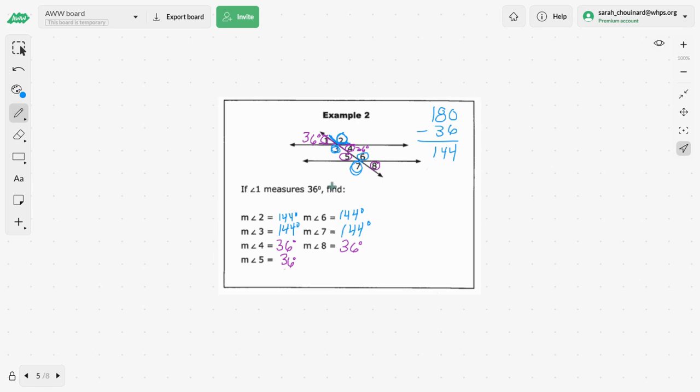So we either have a blue angle or a purple angle, and so our angles are either congruent to one another or they're supplementary to one another. Those are the two relationships with our parallel lines.